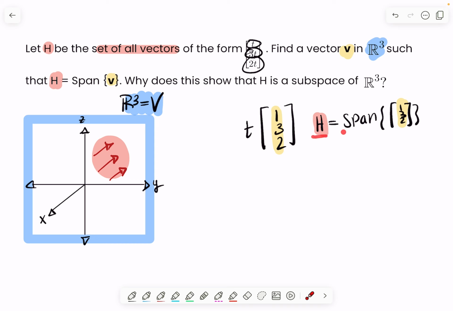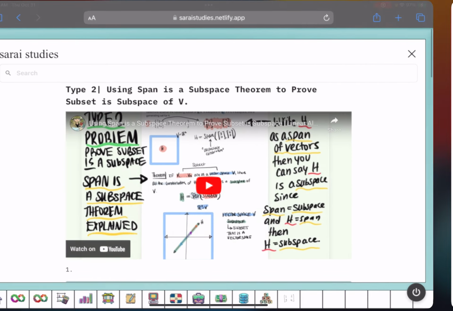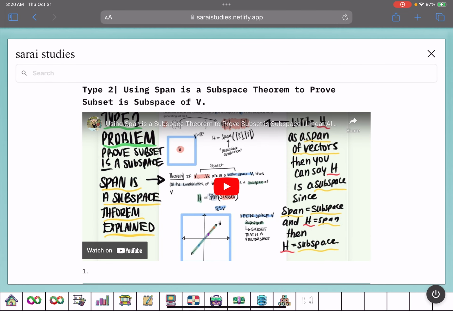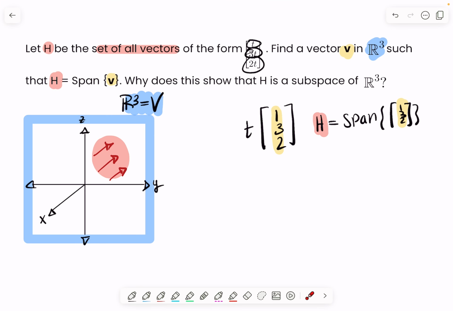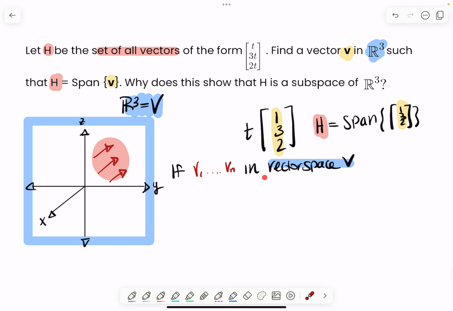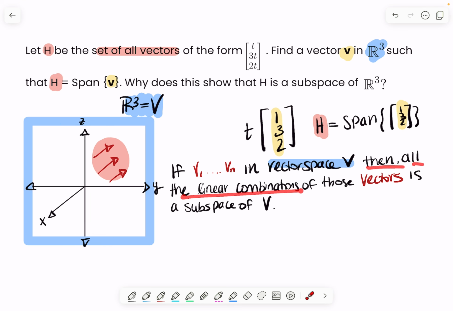Now we can say that H is a subspace of R3 because we know that if we can define a subset as a span of one vector or more, then by the theorem that I introduced in the last video, so if you haven't watched that, it's linked in the description box below under Sarai Studies in linear algebra section. That theorem simply says that a span is a subspace, but on an exam you would explicitly write the theorem. So it says that if you have some vectors v1 to vn, so right now it's just a collection of vectors, it's just a subset, something inside your vector space. So in vector space V, then all of the linear combinations of these vectors is a subspace of V.